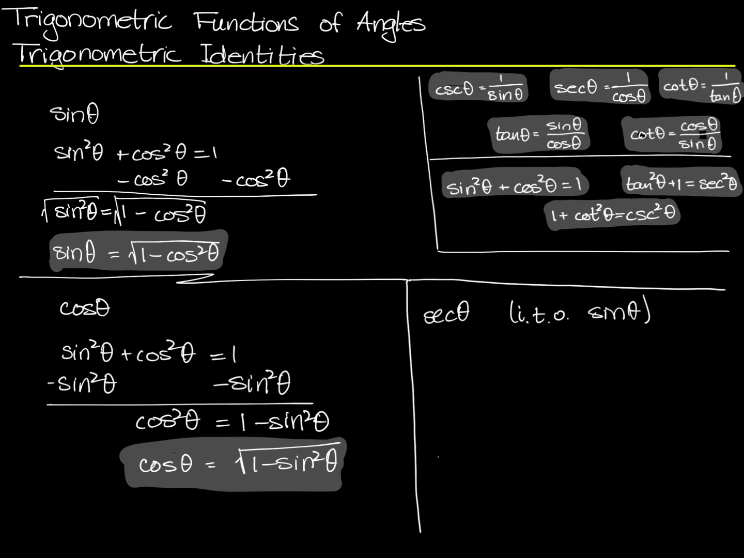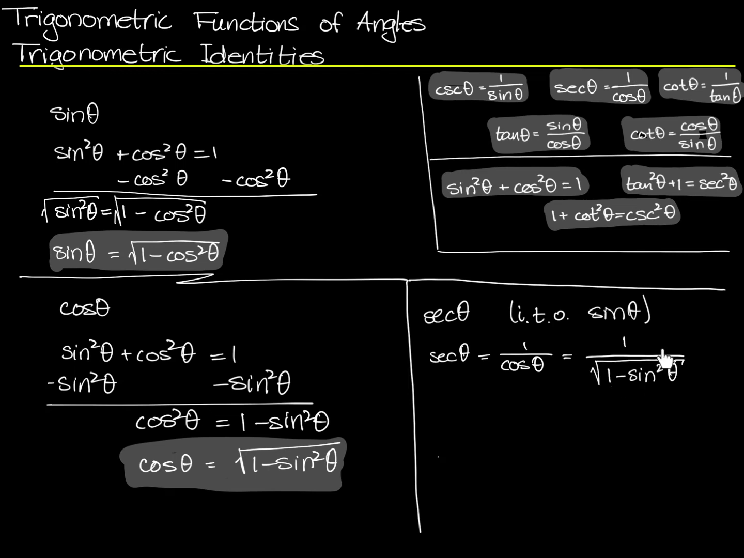I'm going to start with this other identity that has a secant in it, 1 over cosine. So I'm going to write that the secant of theta is equal to 1 over the cosine of theta. And that is equal to, as we know from this work here, 1 over, since the cosine is equal to the square root of 1 minus sine squared, I'll just replace cosine with the square root of 1 minus sine squared.